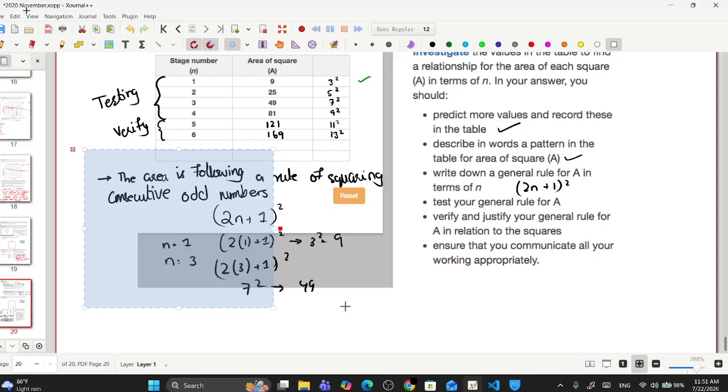Testing means we solve for the values given. So 2 multiplied by 4 plus 1 whole squared. 2 into 4 is 8. 8 plus 1 is 9. 9 squared equals 81. Tested. Verifying. 2 into 5 plus 1 whole squared. 11 squared. 121. Verified.